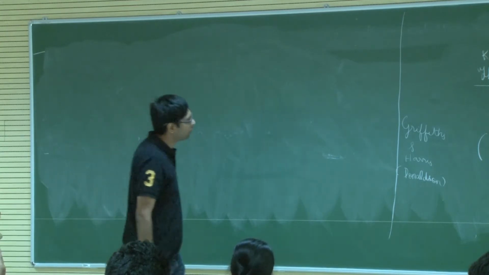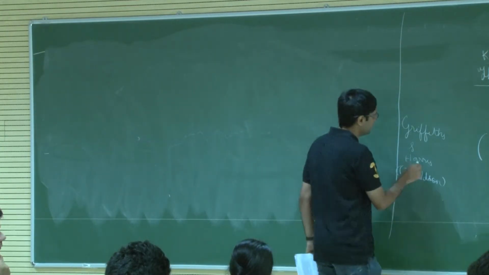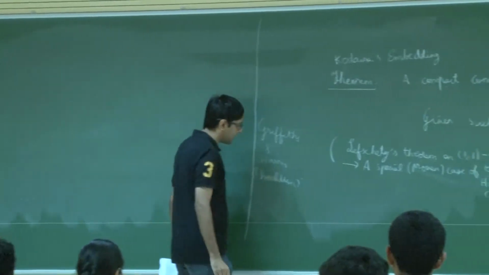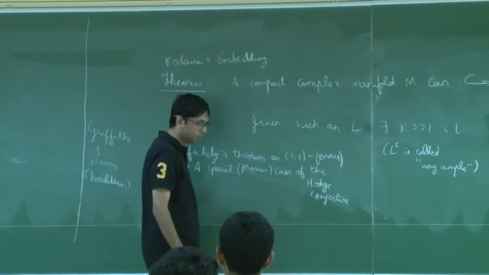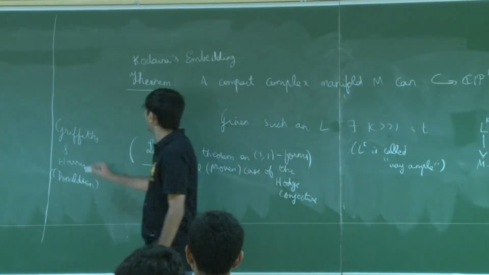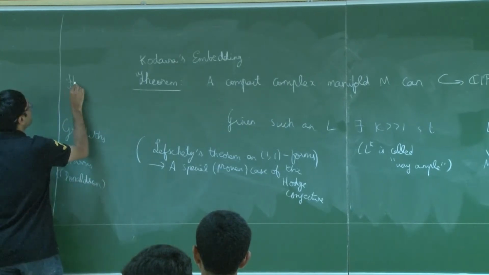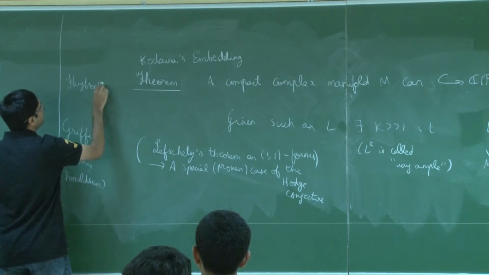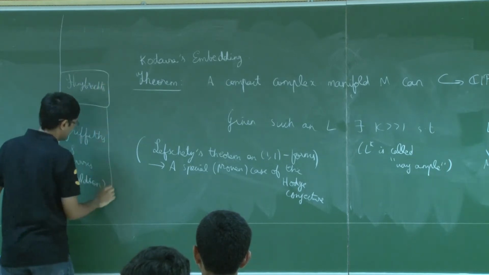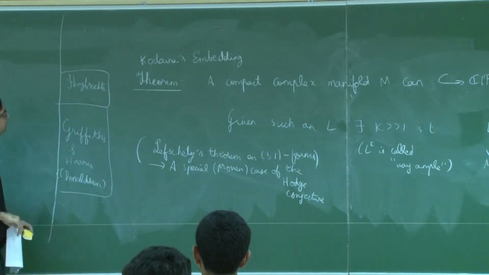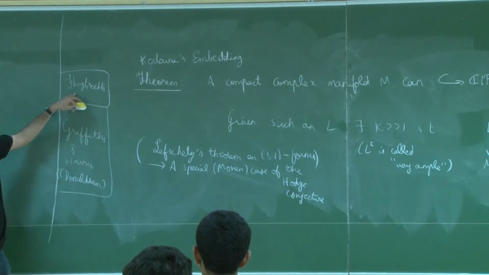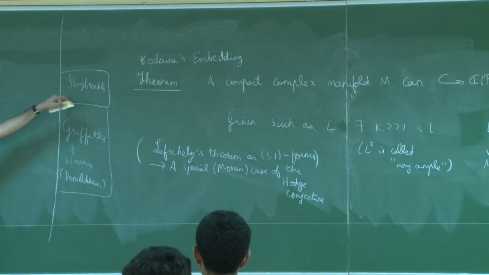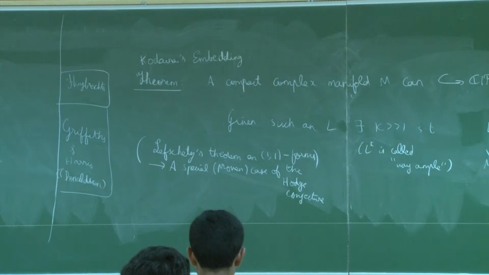Maybe I should give some more references since people have asked me. As I said, Griffiths and Harris has a wealth of information, but it's quite difficult to follow. A slightly better book is by Huybrechts. The advantage with this book is that, in addition to being better in terms of exposition than Griffiths and Harris, it has some exercises as well. So you can look at Huybrechts.